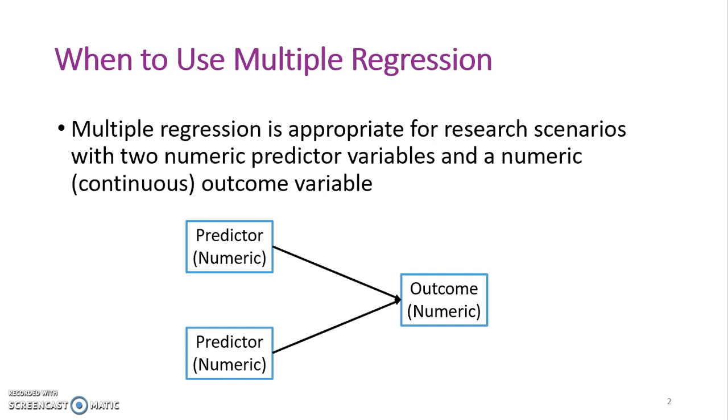Multiple regression is appropriate for research scenarios when we have two predictor variables and a single continuous outcome variable. For the purposes of this lecture, I'll be explaining situations where we only have two predictor variables. However, multiple regression is appropriate for when we have two or more predictor variables. We can use this framework of multiple regression for when we have any number of multiple predictors predicting a single continuous outcome.